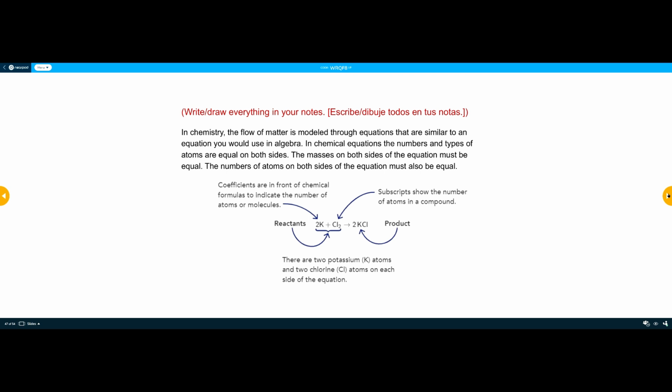On the right-hand side, we once again have a coefficient of 2. But the coefficient of 2, again, applies to everything to the right of it. This indicates that there are 2 groupings of potassium chloride molecules. Or technically we call these formula units. But 2 Ks and 2 Cls on the right-hand side total make the left and right-hand side match.